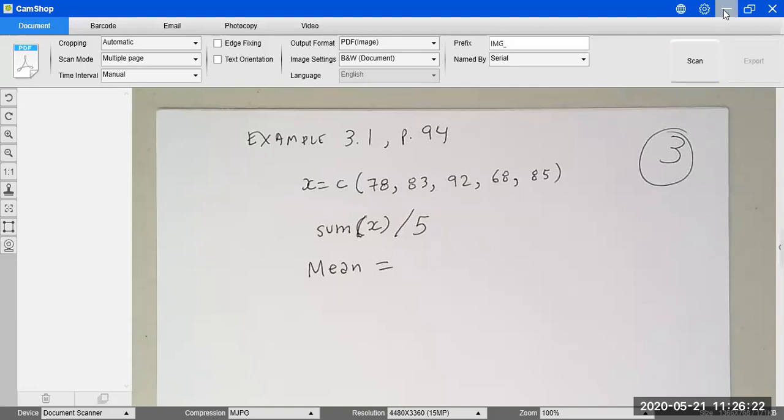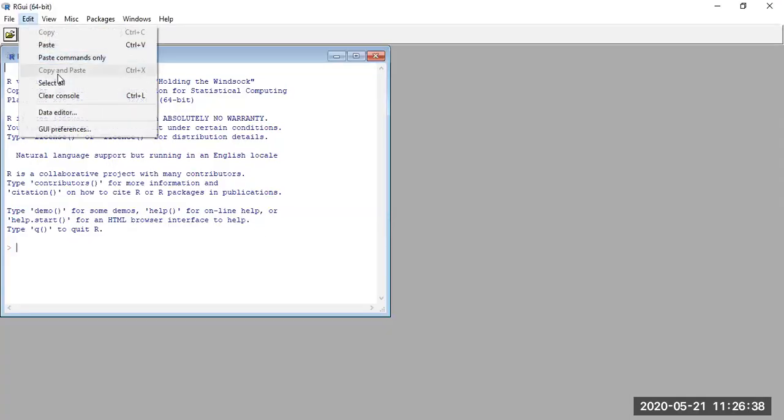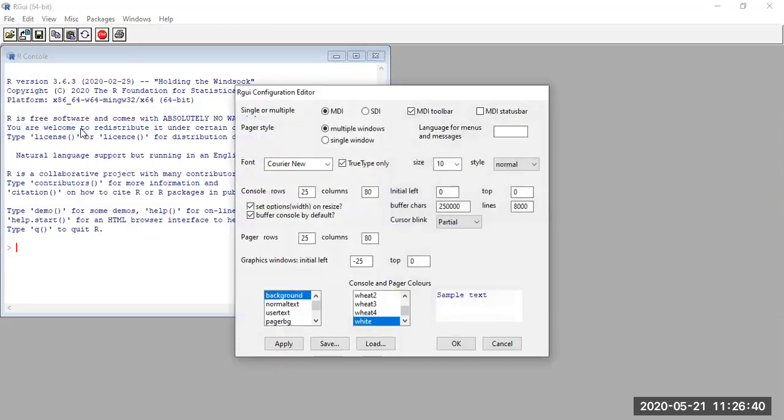So I think the next step is just entering this information into R. So let's do that. Let me share my screen with R. So we have R here. Let me just increase the font size for you to see my work.